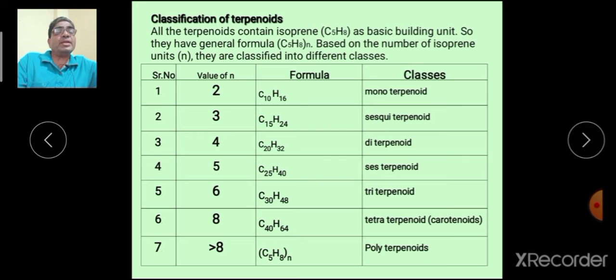And finally, when 8 isoprene units are there, the formula becomes C40H64, and the class is known as tetraterpenoids, that is carotenoids. And when more than 8 units are present, they are known as polyterpenoids. Therefore, this classification is totally based on the number of isoprene units present in them.